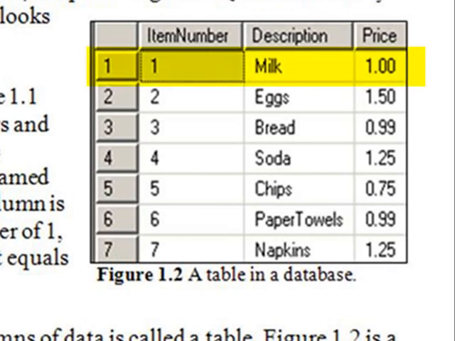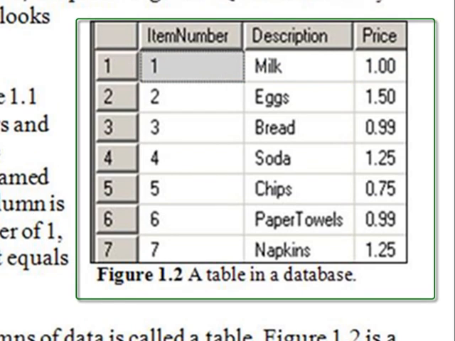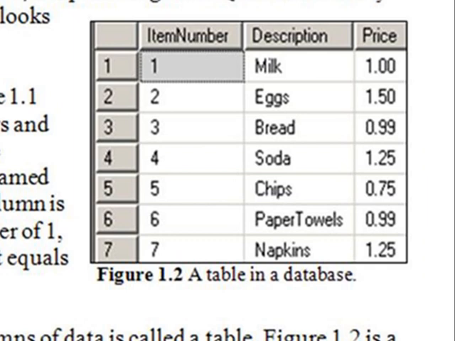The first column is item number, the second column is description, and the third column is price. The first row has an item number of 1, a description of milk, and a price that equals $1. In GeekSpeak, a collection of rows and columns of data is called a table. Figure 1.2 is a screen capture of a table from SQL Server.